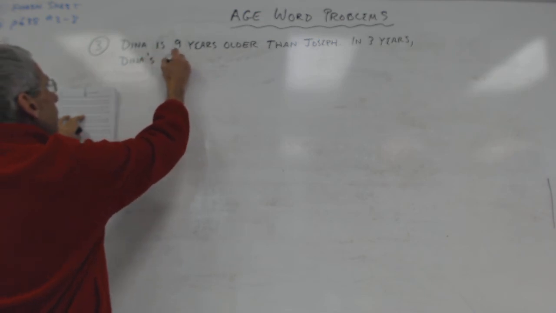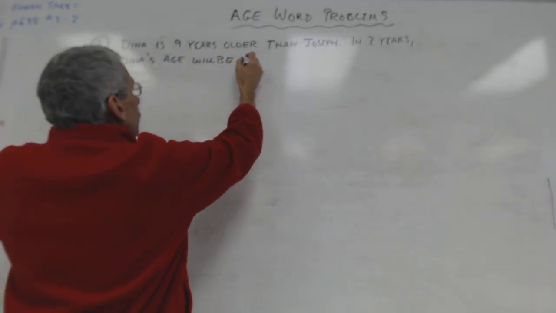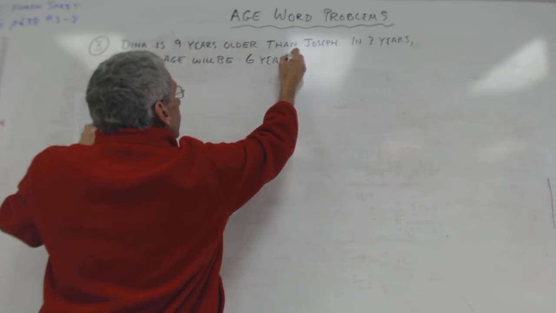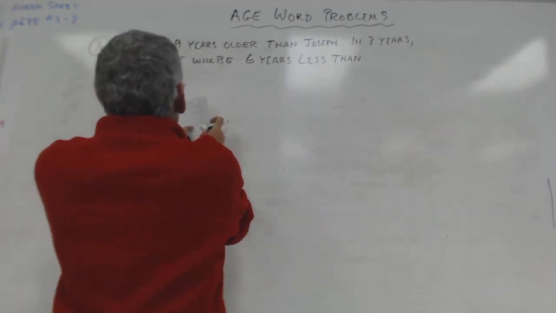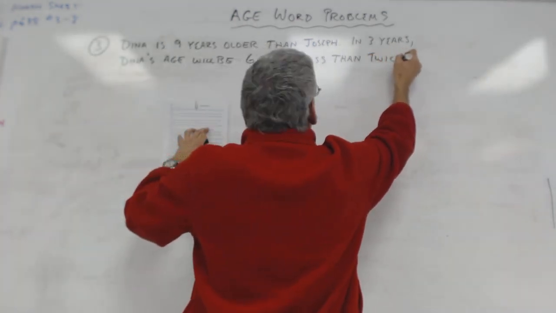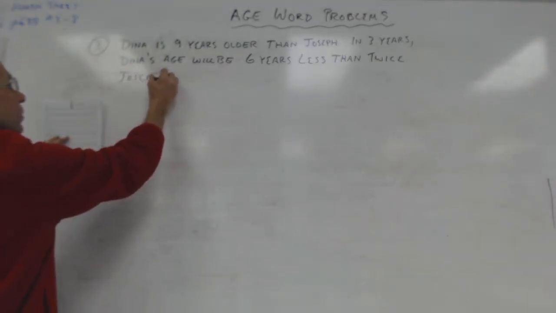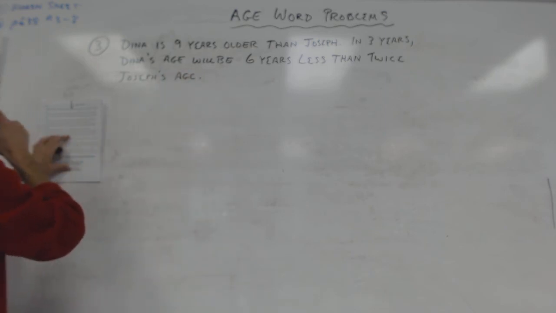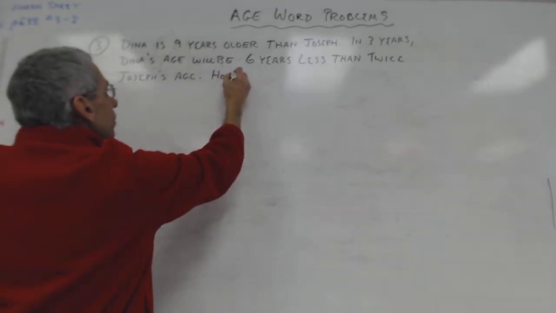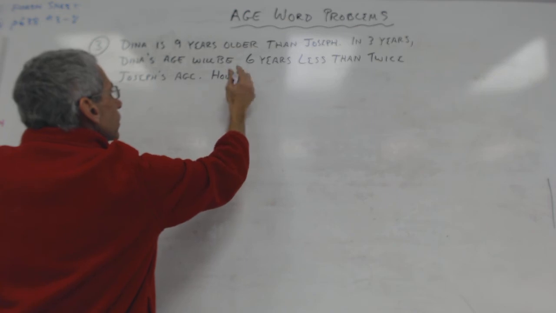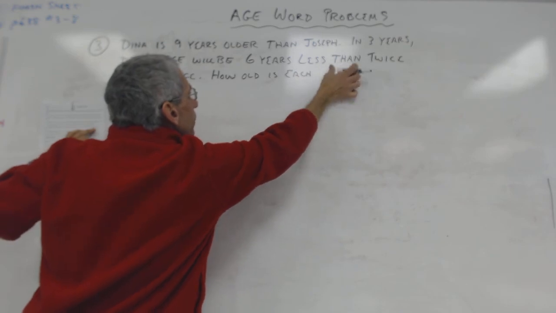Dina's age will be 6 years less than twice Joseph's age. How old is each now?